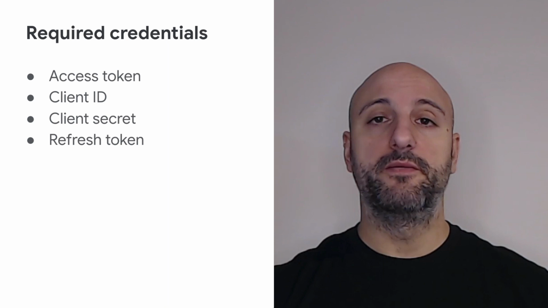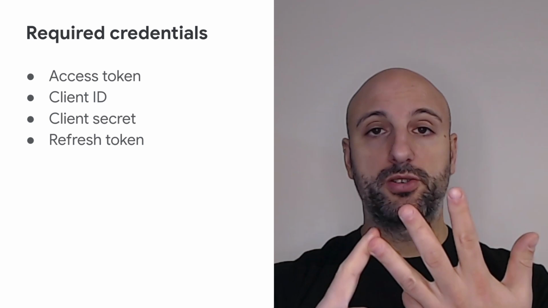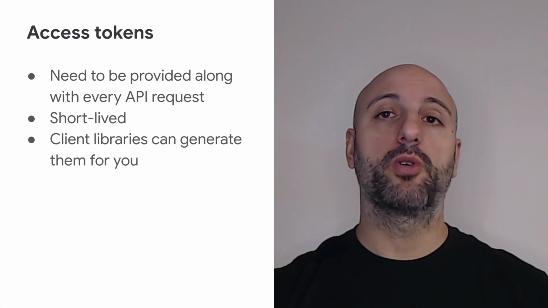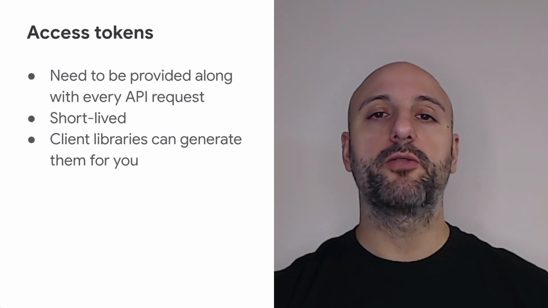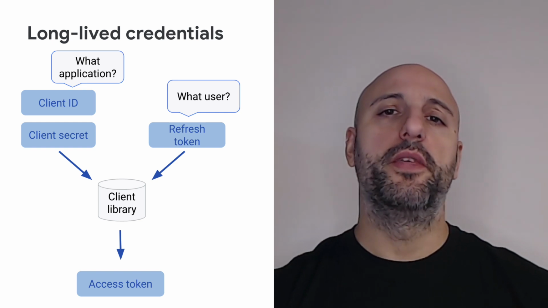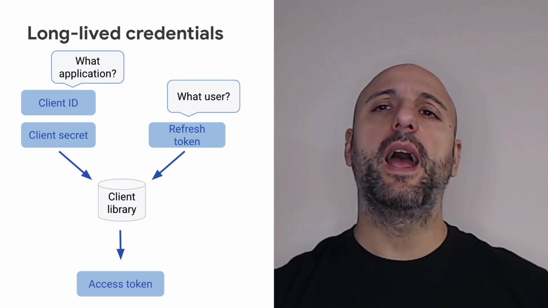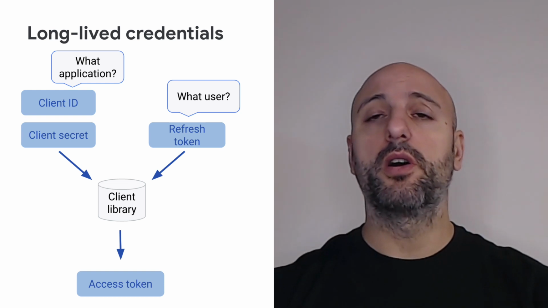First of all, here is a partial recap of how authentication works with the Google Auth API. The credentials involved in the OAuth flow are the access token, the client ID, the client secret, and the refresh token. The access token needs to be provided along with every authenticated request to the Google Auth API, but access tokens are short-lived. Our client libraries can generate access tokens as needed, but they need long-lived credentials to do so. These long-lived credentials are the client ID and the client secret, which identify your application, and the refresh token, which identifies a user of your application and corresponds to a user on a Google Ads account.